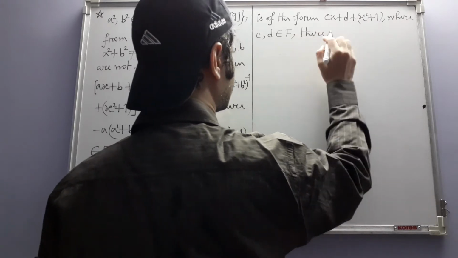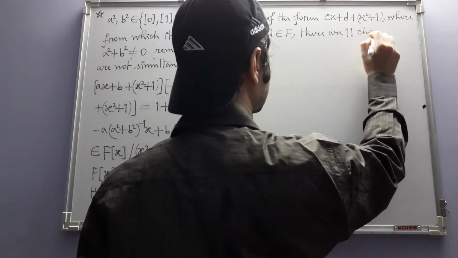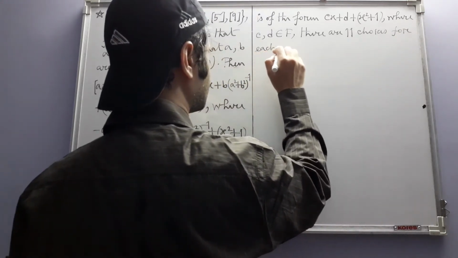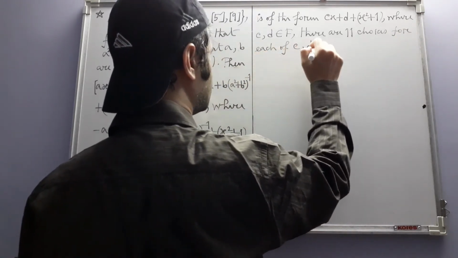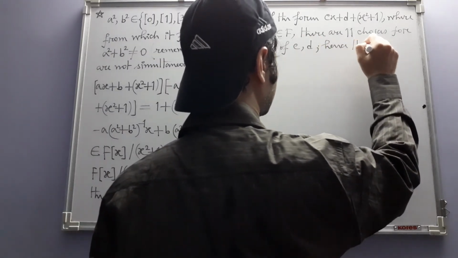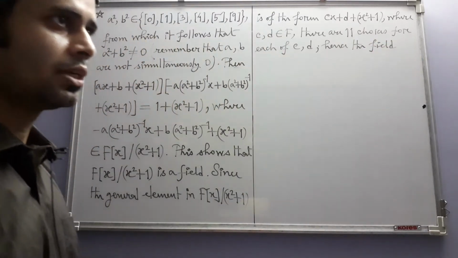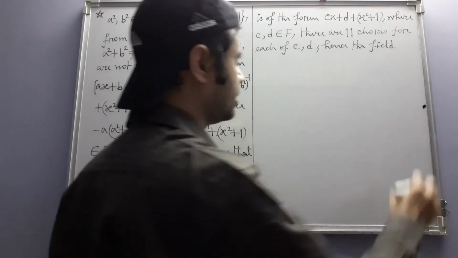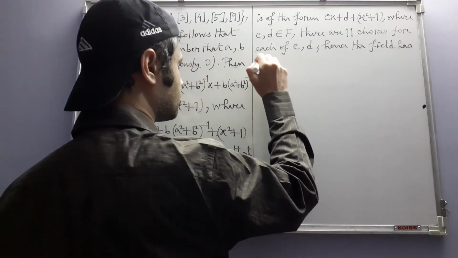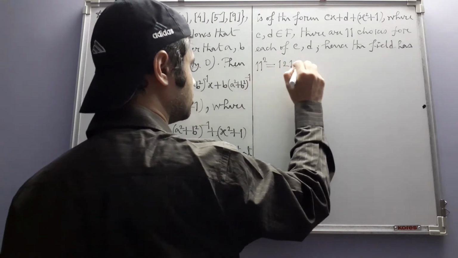That's why there are 11 choices for each of C and D. Hence, eleven choices for each one of them, independent of the other. Hence, the field has 11 square, equal to 121 elements.